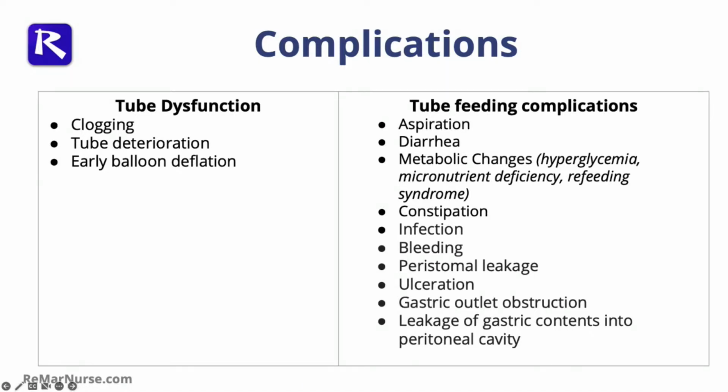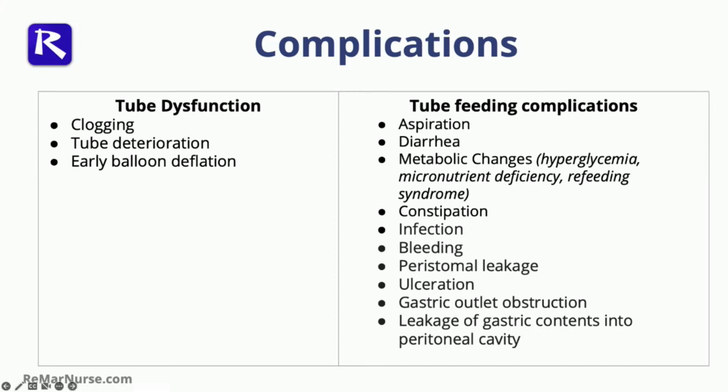Gastric outlet obstruction, you know what that means? Essentially, the tube can shift out of place into the duodenum and cause a gastric outlet obstruction, where it's obstructing something that is not supposed to be obstructed. So we want to make sure that it is positioned properly.